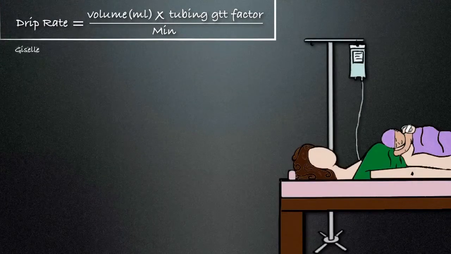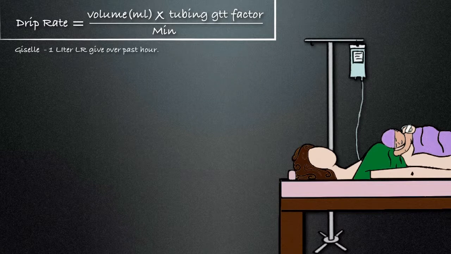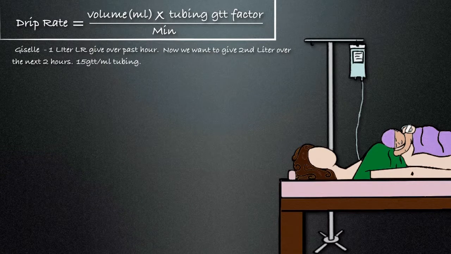Giselle hemorrhaged 1,200 cc's at her birth. Over the past hour, we gave her 1 liter of lactated Ringers, and now we have decided to hang and give her a second liter over the next 2 hours. We are using 15 drips per ml tubing. What is the flow rate we would want to give to accomplish this?